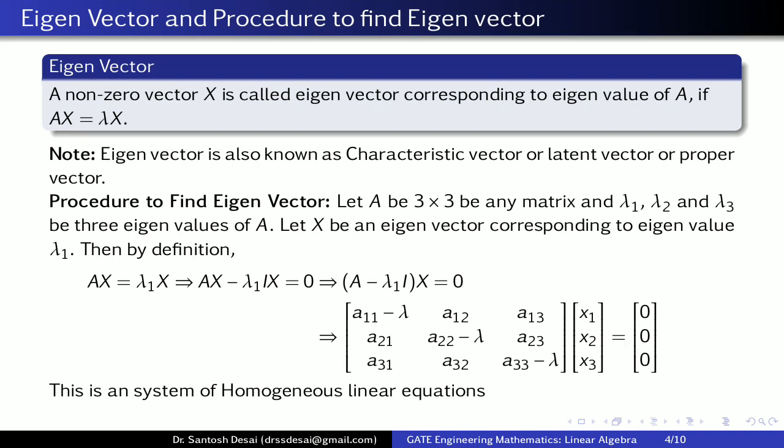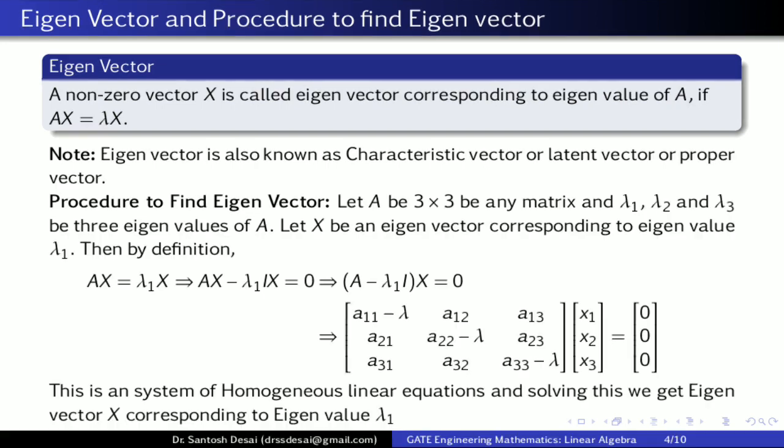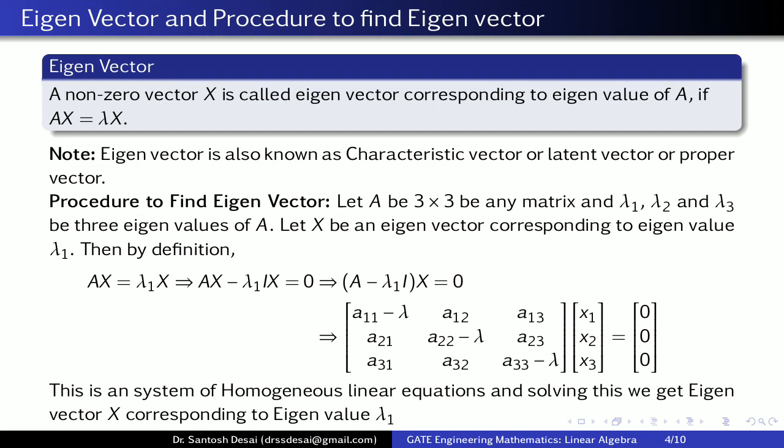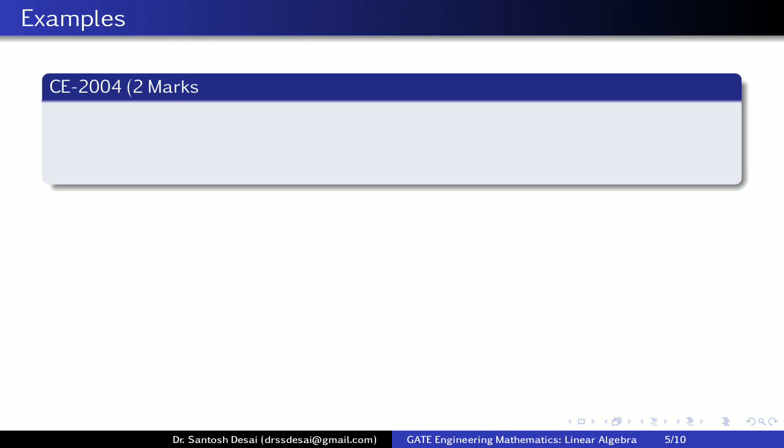So, this is a system of homogeneous linear equations. Solving this, we get eigenvector x corresponding to eigenvalue lambda 1. Now, this is about eigenvalues and eigenvectors. Now, let us consider the examples.